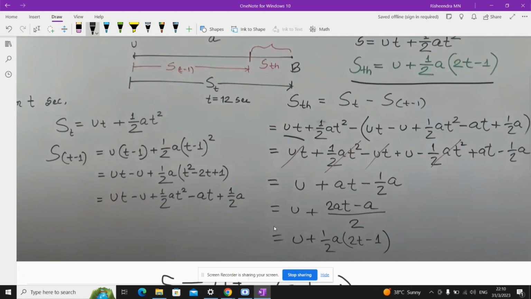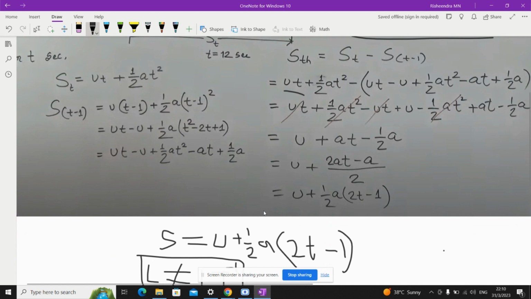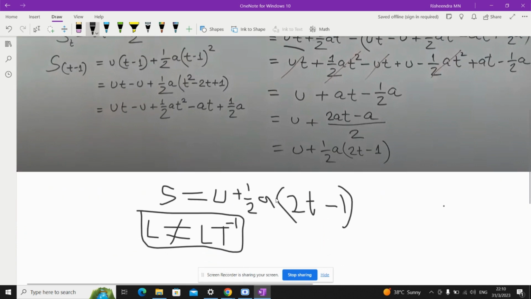And there is a problem with this equation. This equation seems to be dimensionally incorrect. Let's look at why that is true. See, the dimensional formula of distance is L, and on the RHS the dimensional formula seems to be LT minus 1, which is velocity. These two things are not equal. So where exactly is the mistake going?